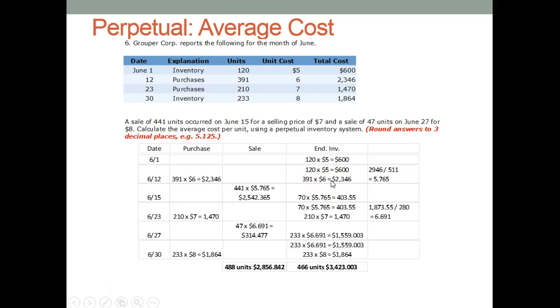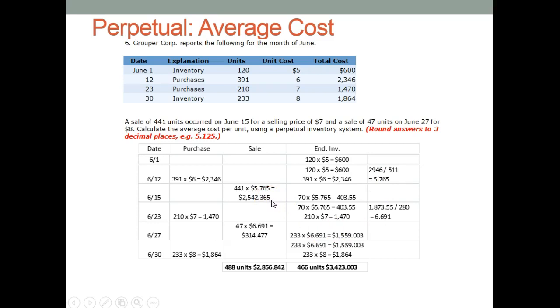Now remember from periodic, when we use the average cost, we take total dollars over total units. So anytime you have more than one tier in ending inventory, you do that computation. Total dollars divided by total units. So $2,946 divided by 511 units equals 5.765. And the question told me to round to 3 decimal places. So that's where I'm doing my rounding. Then when I have my sale on June 15th of 441 units, I just multiply by 5.765 to get my total cost of goods sold.